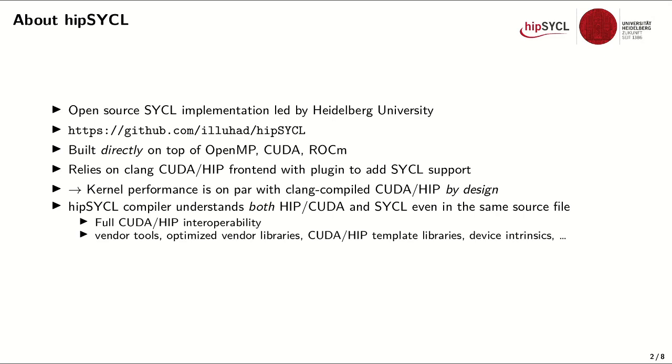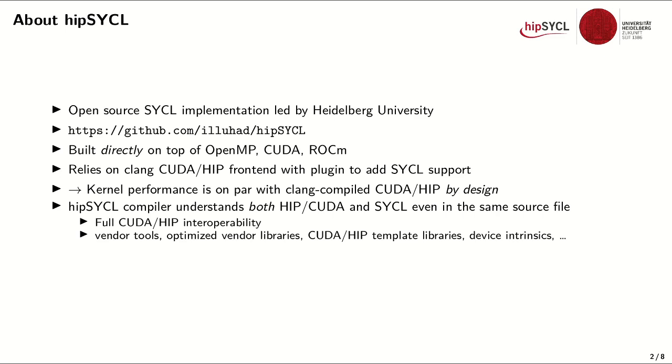Unlike other SYCL implementations which rely mainly on OpenCL, HipSYCL is built on top of OpenMP, CUDA or ROCm with no additional layers in between. In HipSYCL, we rely on the Clang CUDA or HIP frontend with an additional HipSYCL Clang plugin to add support for SYCL constructs. Because of this architecture, since the code still goes through a HIP or CUDA toolchain, kernel performance can be expected to be on par with Clang-compiled CUDA or HIP by design.